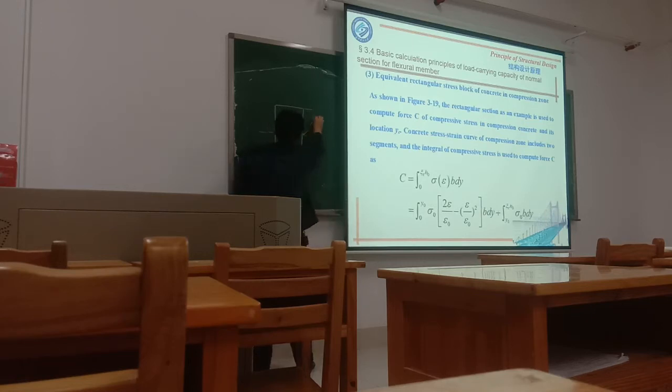Something like this, and up point is a straight line. So this point is y zero. This point is CH zero.